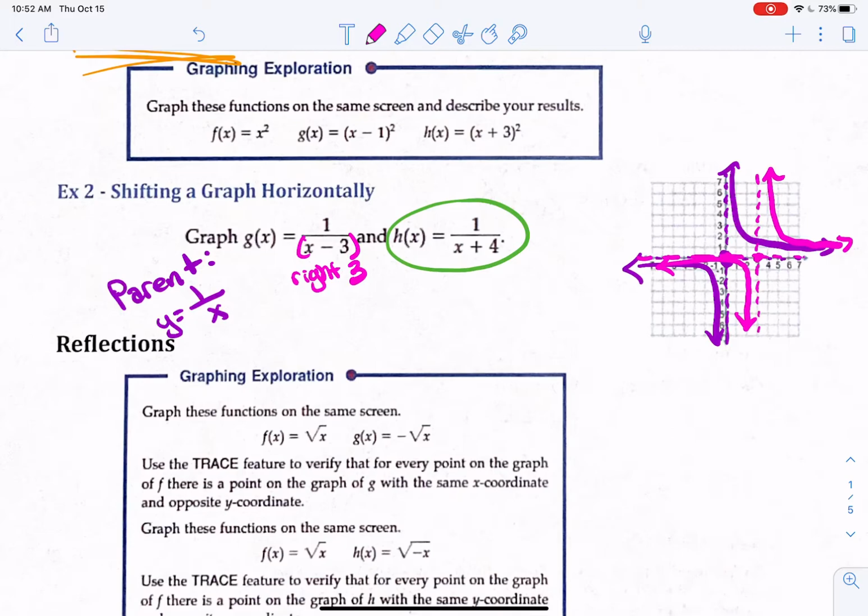Okay, so if this gets too messy, don't put it all on the same coordinate plane. You can make another graph down here if you want to.